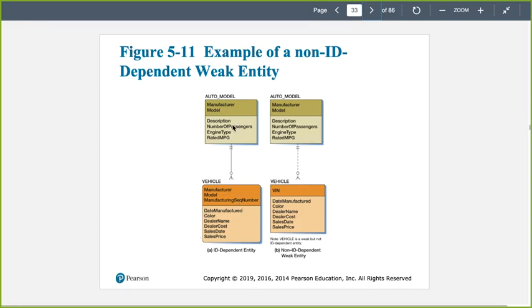On the left-hand side, or part A of the design, you see that the vehicle has a key called a manufacturer model. On the other hand, in the other design the vehicle has only a primary key called the vehicle identification number, or VIN number. So that's the difference, and both of them are valid designs.